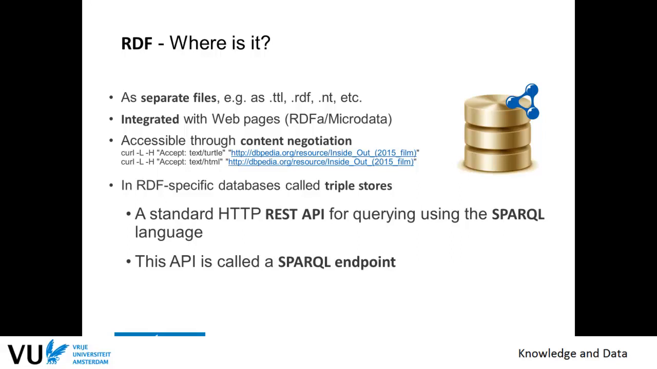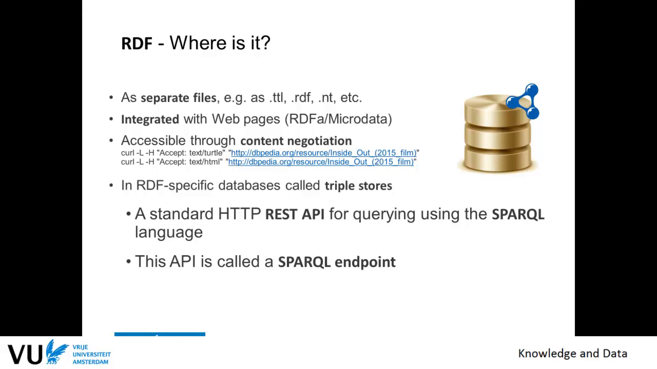But it can also be integrated with web pages. So if you open your HTML page, you often don't see that there is also structured RDFa data or microdata included in this HTML page, which is only meant for machines to understand. And this is the basis of also some of the success of the knowledge graph of Google, that they can now structure and improve their search results because they have this information embedded in the HTML pages that they parse. There's another way, and that is through content negotiation.